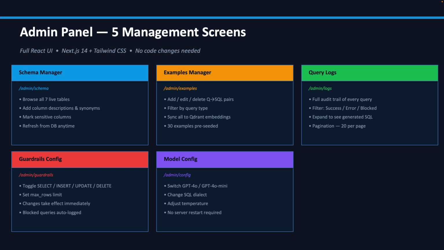Next is the admin panel. The admin panel has 5 management screens, all built in React with Next.js and Tailwind CSS. The first screen is Schema Manager. It shows the live database schema pulled directly from Postgres. You can add a description and synonyms to a column, which helps the LLM understand domain-specific terminology. For example, tagging total amount with the synonym revenue means that a user can ask, what is the total revenue? And the LLM correctly maps it.